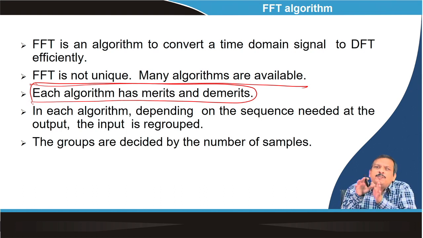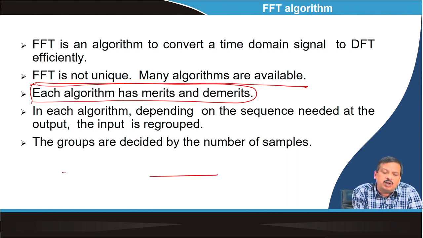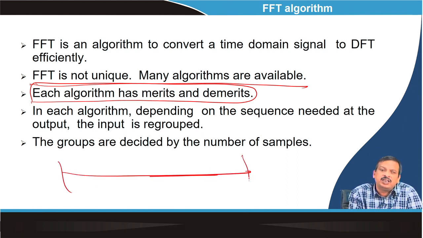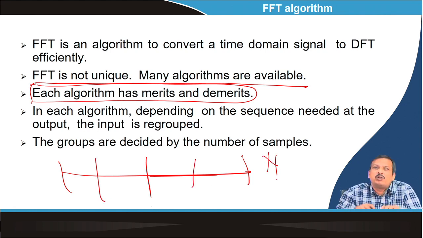So how will the input be arranged? I have said divide and conquer approach. How do I divide? Should I divide that entire sequence into 2 sequences, or should I divide it into 4 sequences? Should I divide it into n sequences? So how do I divide? How do I compute? Depending on that approach, different FFT algorithms are available, and every algorithm has its own merits and demerits.